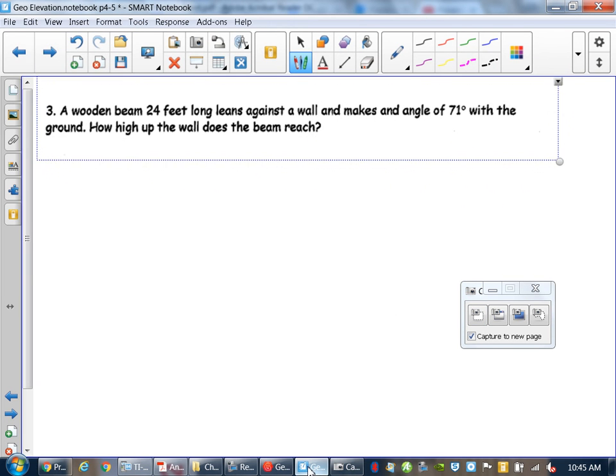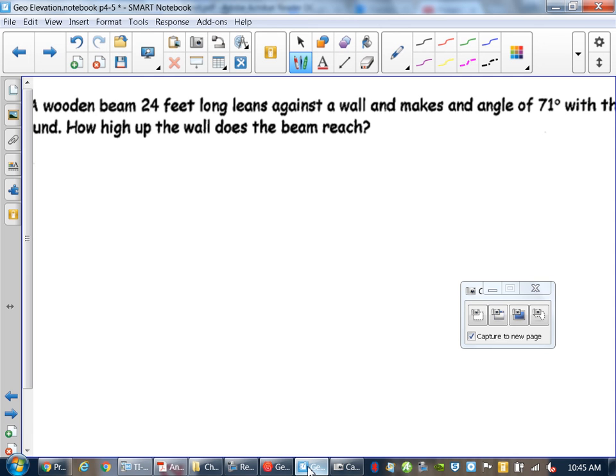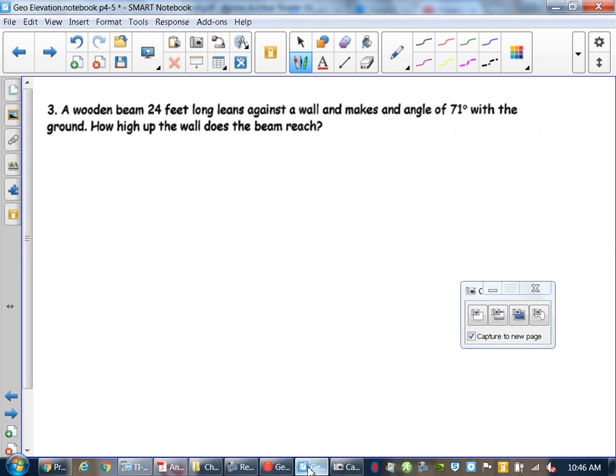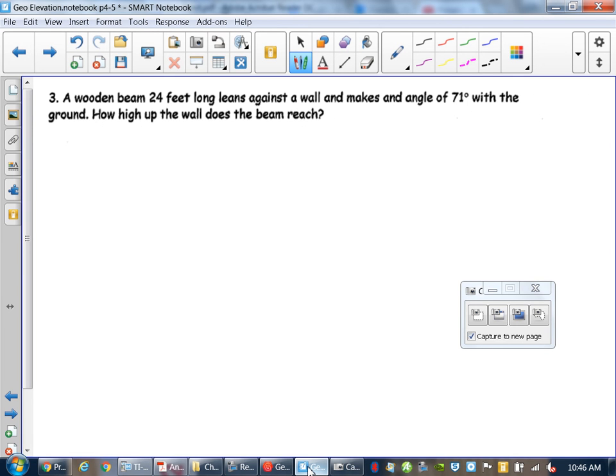A wooden beam, this is the third one. Let's draw it out. A wooden beam is 24 feet long, leans against the wall, makes an angle of 71 degrees with the ground. How high up the wall does it reach? If you're leaning something against the wall and you know that length, what part of a triangle is that then? Good.